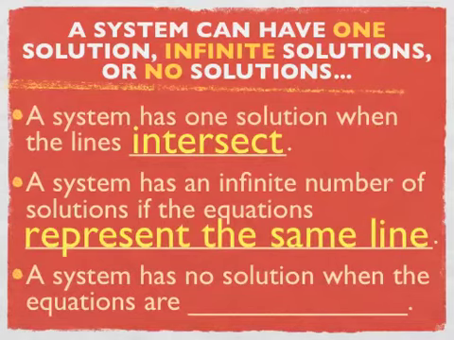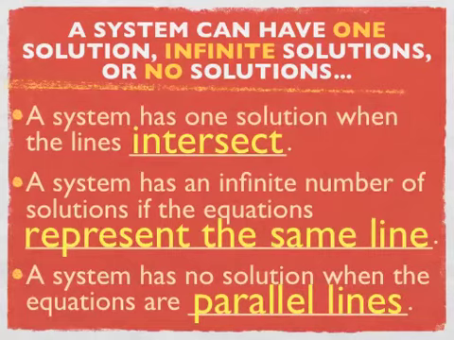So if I graphed two lines and it was the same exact line on top of each other, then that would mean that the system has an infinite number. Every point on that line works for both of the equations. And then a system has no solution when the equations are parallel lines. If you think about parallel lines, we know that parallel means that they're never going to intersect. So they're never going to have a common point or a point where they intersect.